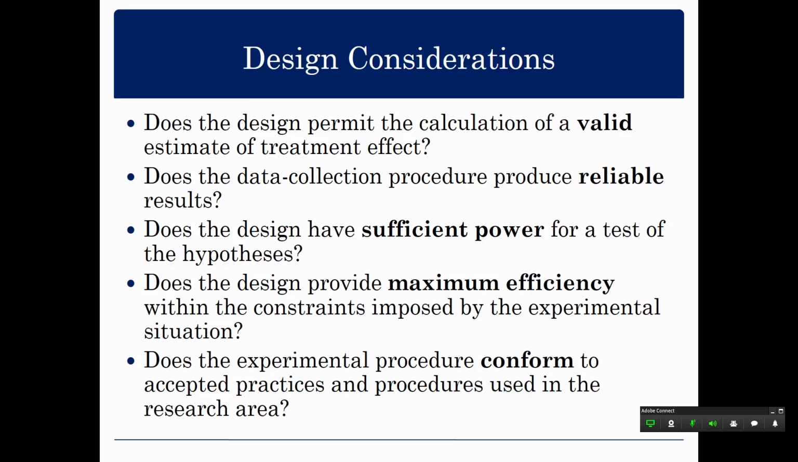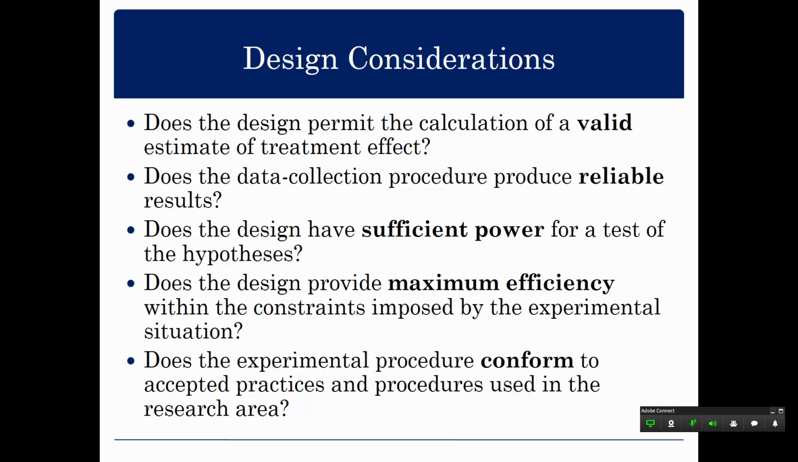So when you're reading a quality article in a journal that requires authors to publish according to consort guidelines, you should be able to assess all of these different things: whether the design itself was strong enough to permit a calculation of a valid estimate of the treatment effect. Does the data collection procedure produce reliable results? In other words, if I'm measuring two individuals who are identical, do I get identical results? If I measure the same person, is it sensitive and reliable?